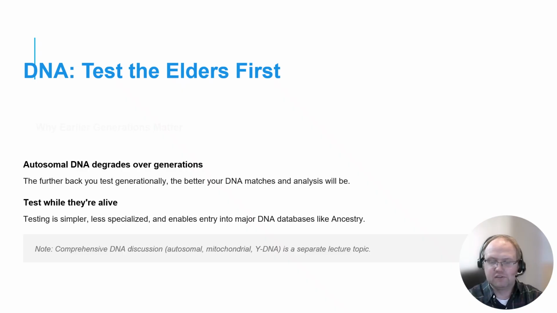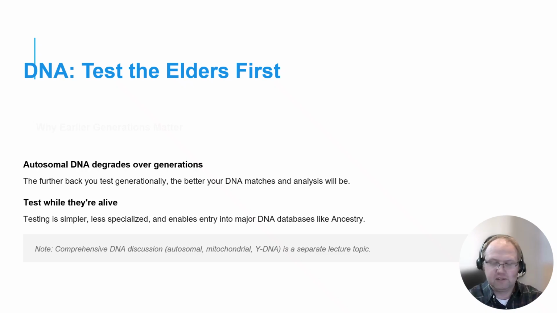Because why? Autosomal DNA, the DNA that everybody has, all the chromosomes that don't determine gender, in consumer tests like AncestryDNA, MyHeritage, those platforms, it goes down exponentially every generation removed. It gets halved every generation away from the common ancestor you are. So the closer generations you are, the more material you have.